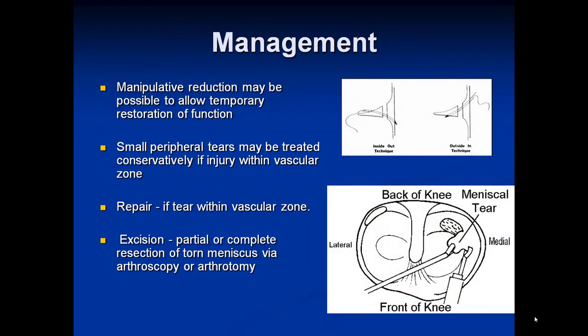So how do we manage meniscal tears? Manipulative reduction under anaesthetic or otherwise may be possible to allow temporary restoration of function. Some small peripheral tears may be treated conservatively, especially if they are within that outer 1/3 vascular zone, and these will be managed with the appropriate pain management, but also rehab as well. If the tear is within the vascular zone, then a repair may be appropriate, and if it stretches into the avascular zone, excision may be appropriate via arthroscopy.